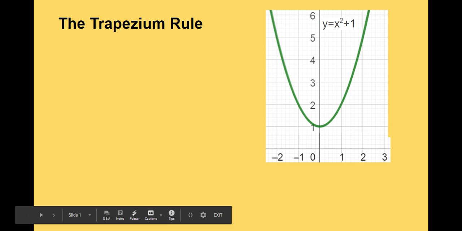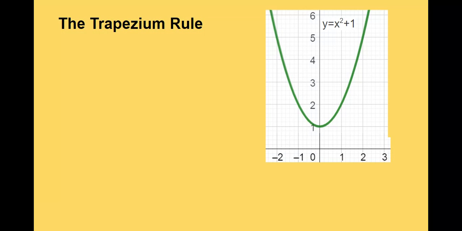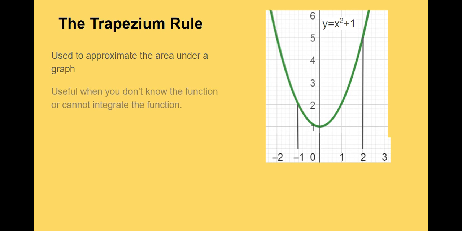We use the trapezium rule to find the area under a graph, between the graph and the x-axis. And we'll do that between two limits, as you can see on our example. Now, if we're going to find that area, usually we would integrate. And the trapezium rule just gives us an approximation. It's a bit like the mid-ordinate rule or Simpson's rule. But it's one of the methods that you need to know about. And it is very useful when perhaps you can't integrate the function for whatever reason.